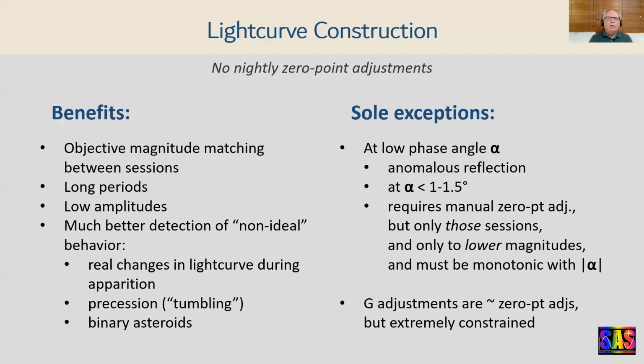One other almost trivial exception is in G adjustments, which are strictly speaking 0-point adjustments, but are so constrained, only one value across an entire campaign, across an entire light curve, and it has a physical basis. So that's not really anything but a trivial exception, but I'll note it here.